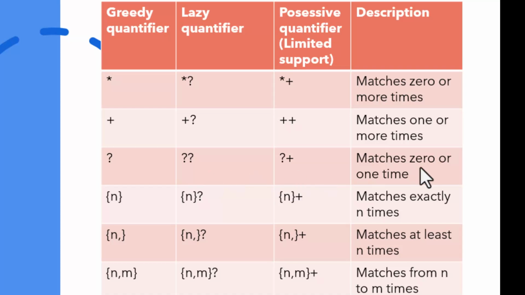In case of a+, since at least one match is necessary, a+ would match all 5 a's in aaaaa, but a+? would stop at the first a.